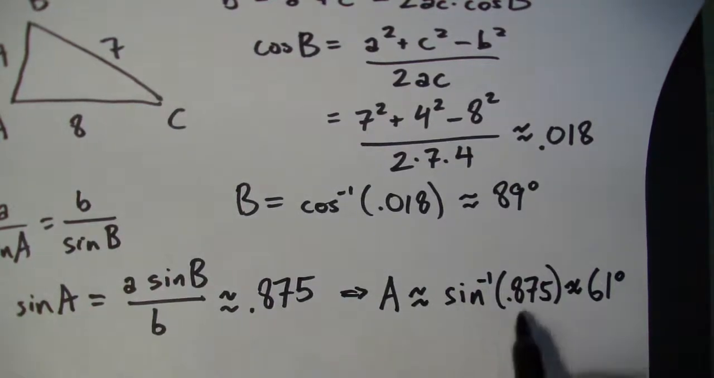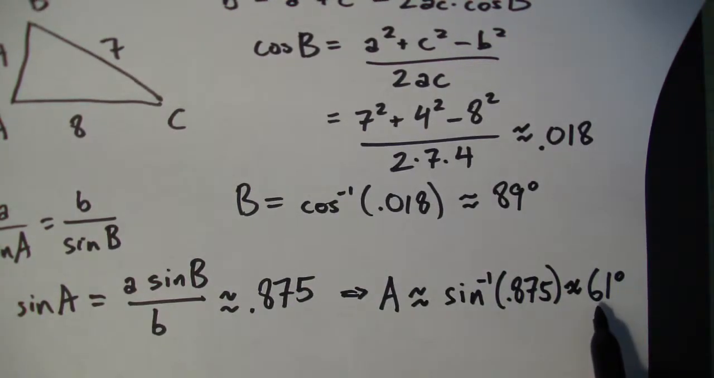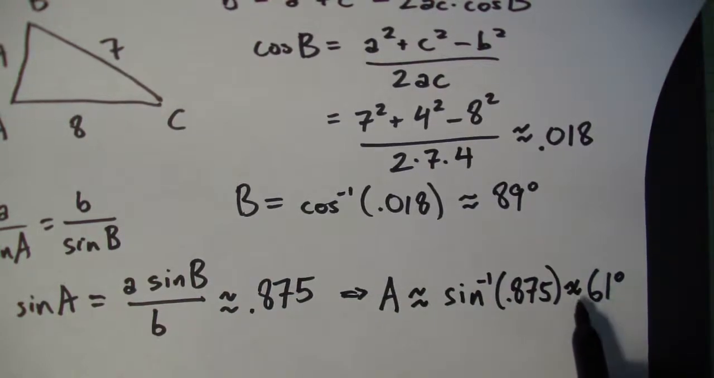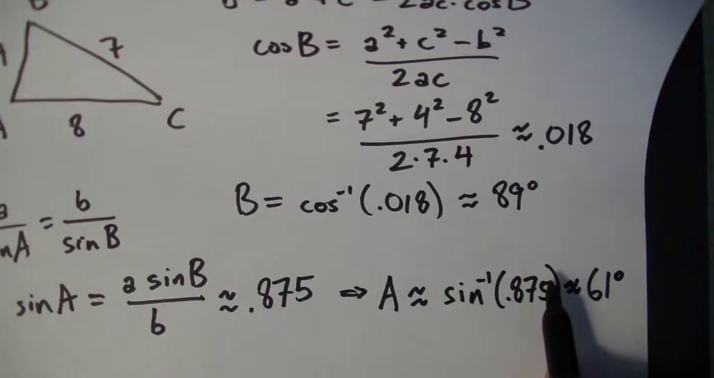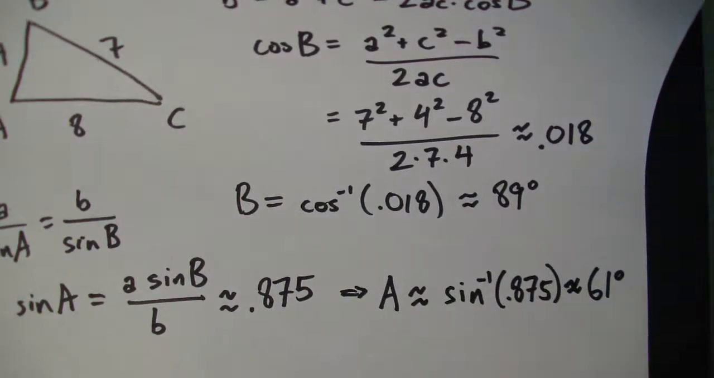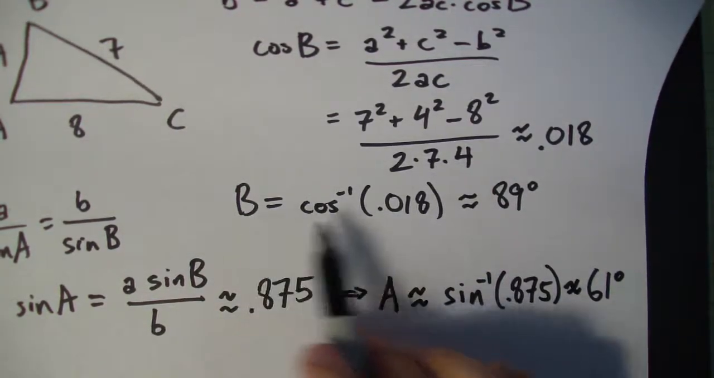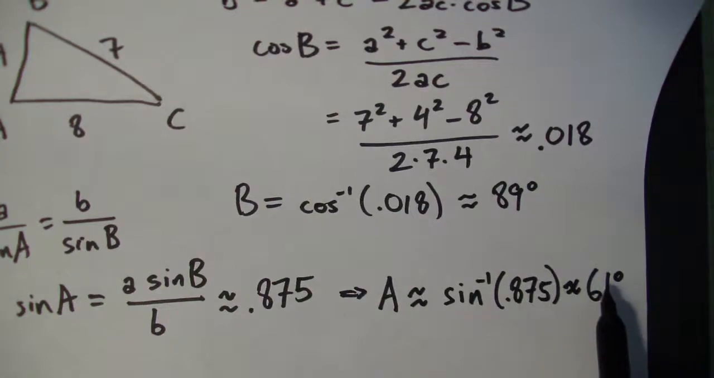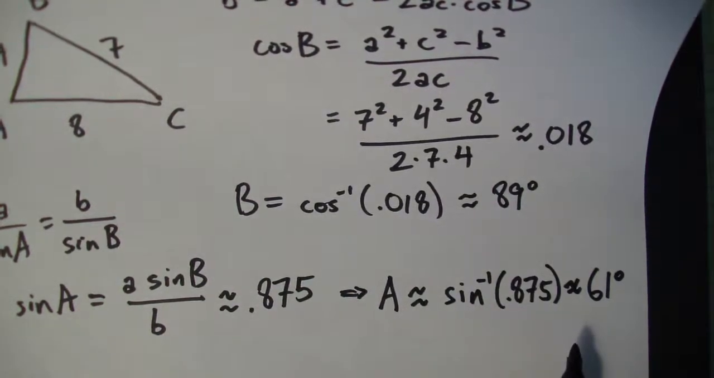And just to be careful, there might be an ambiguous case here where we have to consider a different angle as well, but note that the supplement of this would be 119 degrees, and there's no way that 119 and 89 degrees could both be angles in a triangle. They would add up to too much. So the only possibility is A is 61 degrees. And again, we avoided that by picking B initially to be the biggest angle. We know there can't be another angle that's obtuse if B is the biggest angle.